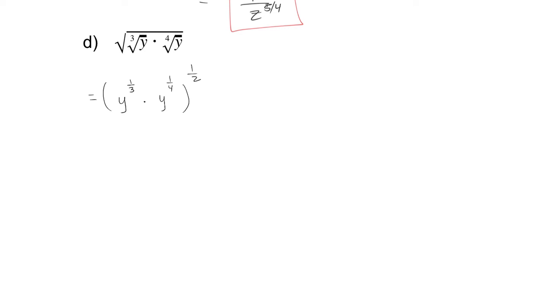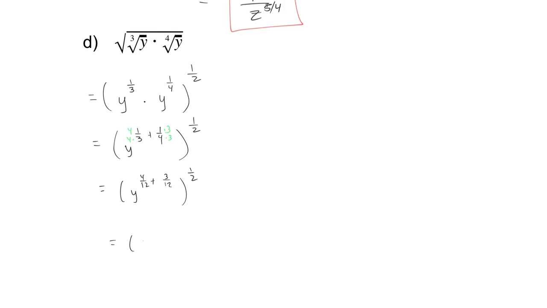Now I'm going to use my exponent rules. When I'm multiplying with the same base, I get to add exponents, and that's still all being taken to the 1/2 power. Okay, getting common denominator, I'd multiply my first fraction by 4 over 4, my second fraction by 3 over 3, and I get y to the 4/12 plus 3/12, and that's all still being taken to the 1/2.